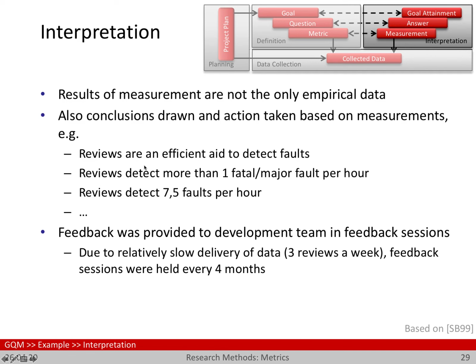And what they got was that reviews are efficient at detecting faults. The reviews detect more than one fatal fault per hour. They detect on average 7.5 faults per hour. As only 3 reviews a week were performed, they only gave feedback every 4 months, meaning collecting 12 data points and then giving the next result.